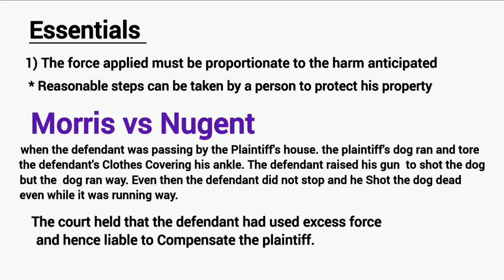Morris versus Nugent. When the defendant was passing by the plaintiff's house, the plaintiff's dog ran and tore the defendant's clothes, covering his ankle. The defendant raised his gun to shoot the dog, but the dog ran away. Even then, the defendant did not stop and he shot the dog dead, even while it was running away. The court held that the defendant had used excess force and hence was liable to compensate the plaintiff.